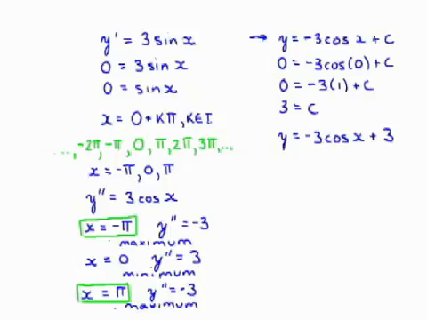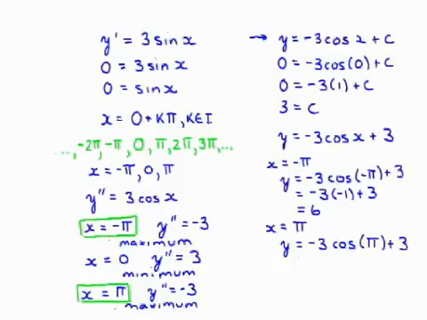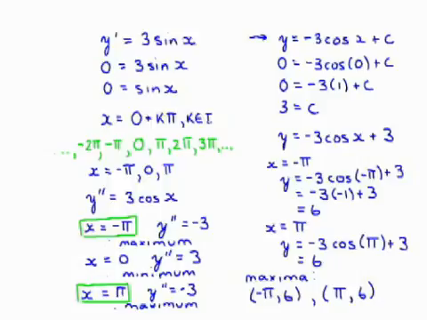I still have to find the corresponding y-coordinates for my extrema. So when x is equal to negative pi, I can find the corresponding y-coordinate by using that equation I just found, and I find that y is equal to 6. When x is equal to positive pi, I find that my corresponding y value is 6. So my maxima occur at (negative pi, 6) and at (positive pi, 6).